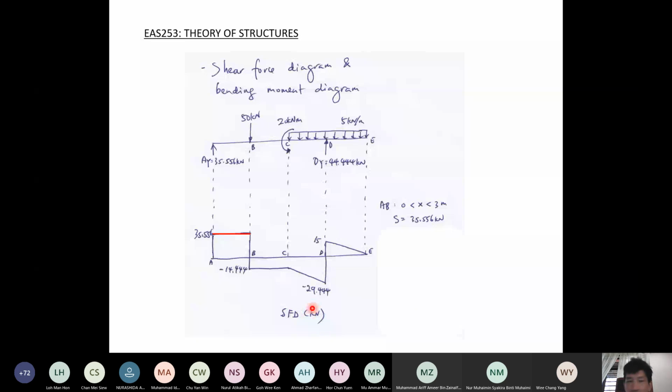Okay. So in drawing the shear force diagram and bending moment diagram, it is always good to indicate the name of the diagram, shear force diagram, SFD, and the unit. You can lump it here or you can put it directly in the diagram. Positive, we put on the top of this line representing the beam. Negative, we put at the bottom.